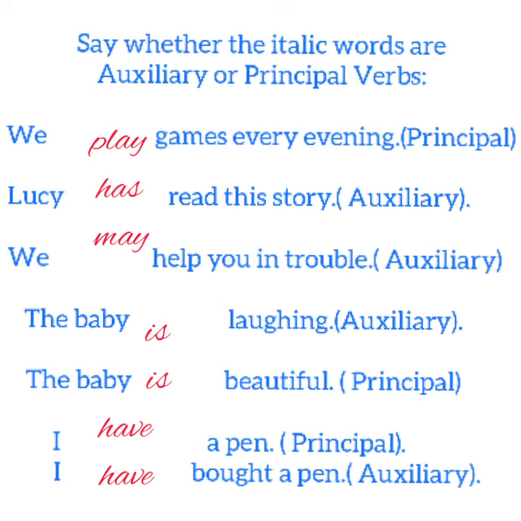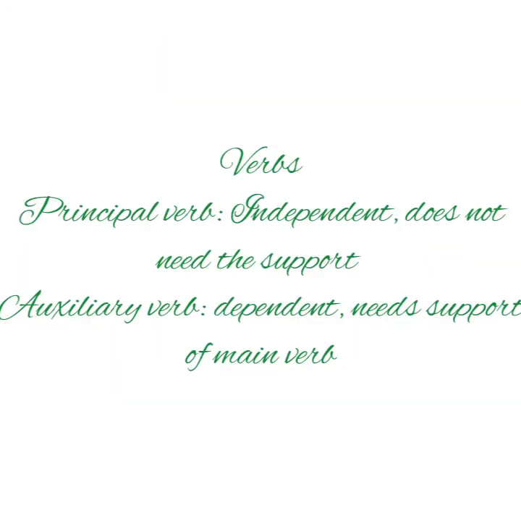And the next one, I have bought a pen. Here the italic word is have. And there is also another verb, that is bought. Since there is another main verb, we can say have is an auxiliary verb.